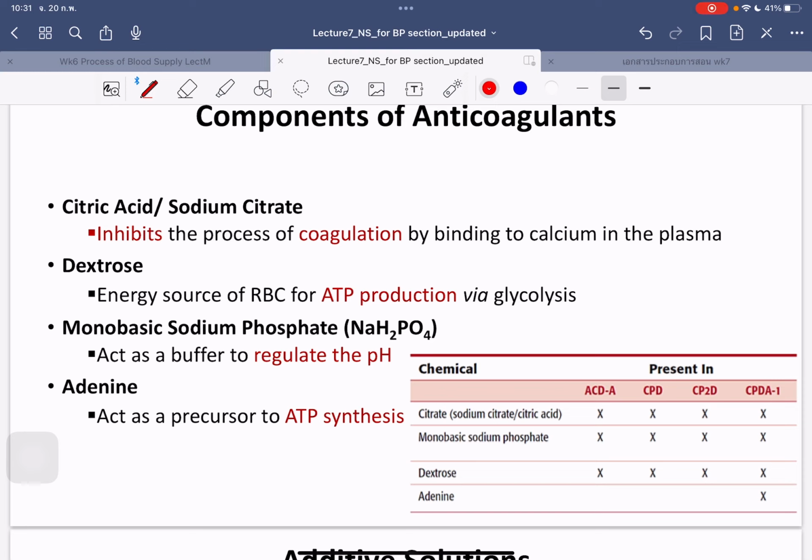As I told you before, when you store blood for a long time, the pH is going to decrease, right? So we use this component to maintain the pH at the normal level. And the last one is adenine. Adenine is also for ATP synthesis. So I hope you memorize all of these components.